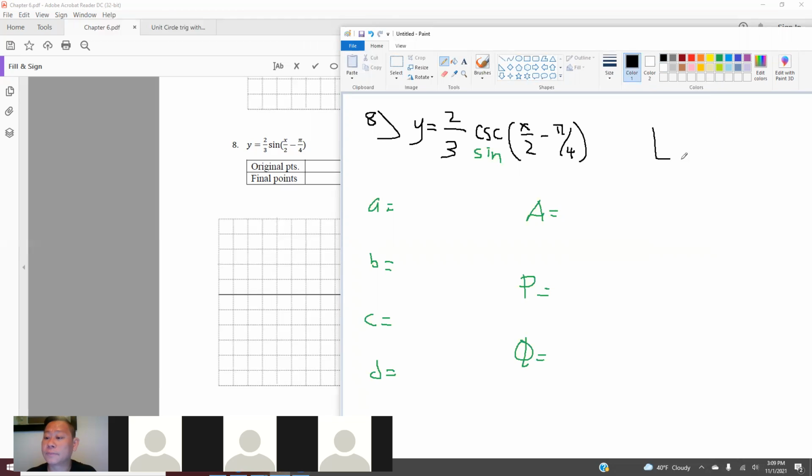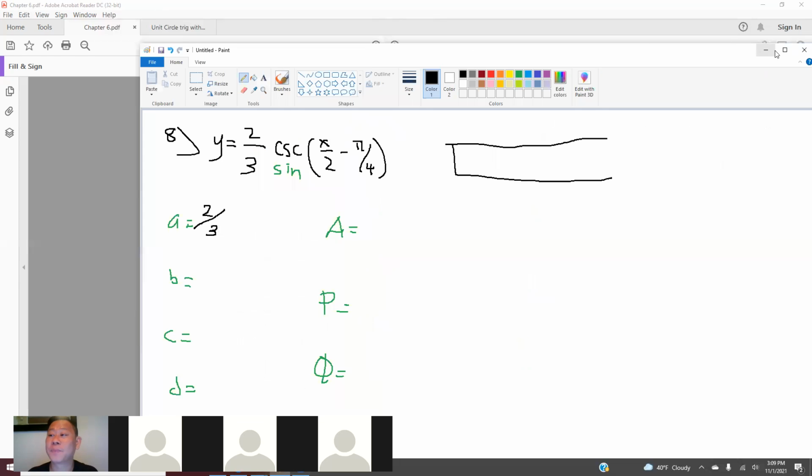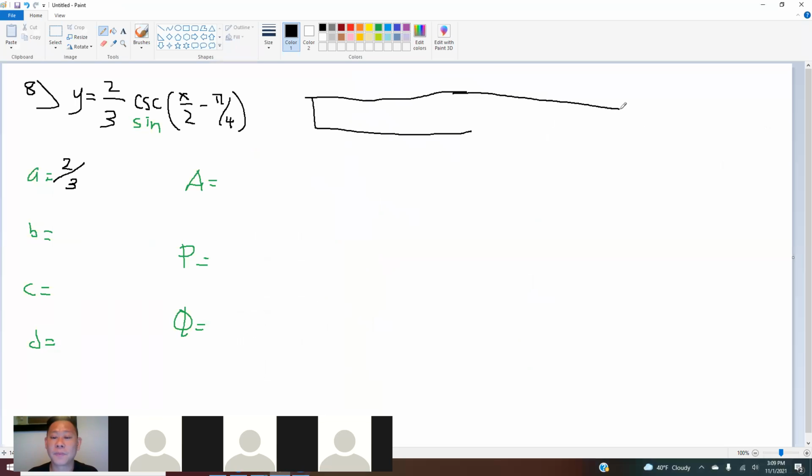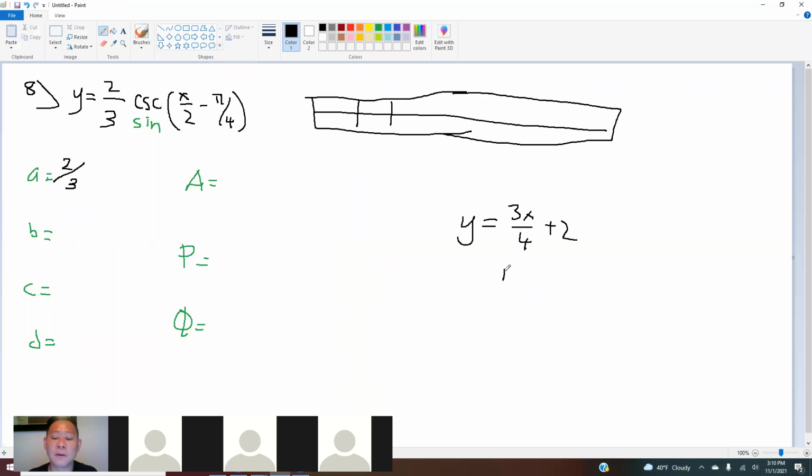A is 2/3. B. Again, it's next to x. Negative pi over, that is not your B. Anyone B? 1. That's not your B. So if I give you y equals 3x over 4 plus 2, what is your slope here?